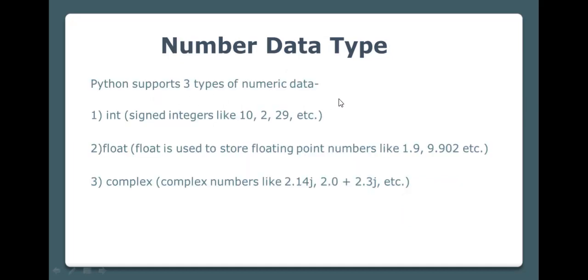Python supports three types of numeric data. The first one is int, which is used to store the whole numbers. Second is float, which is used to store the floating point numbers, that is the numbers which have precisional values. And the third numeric data type supported by Python is complex. So we can also write complex numbers in Python.